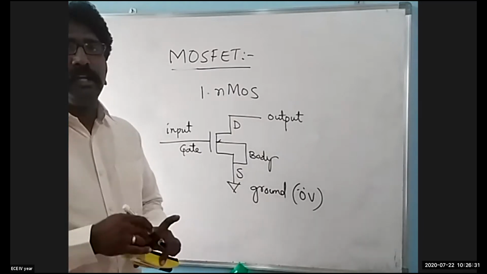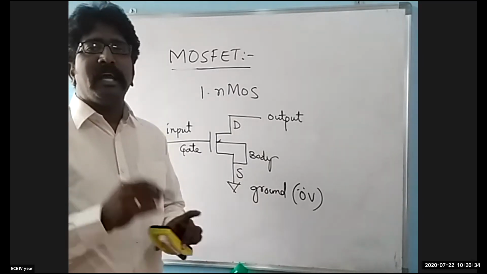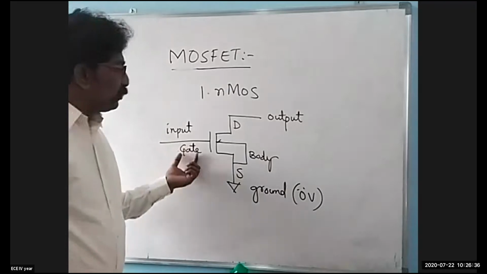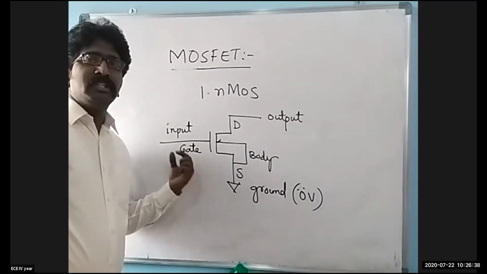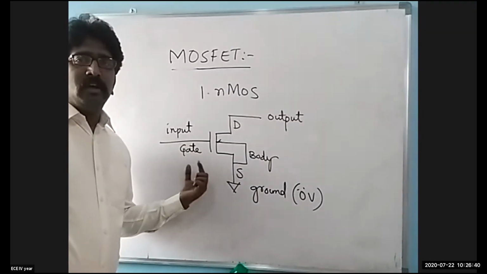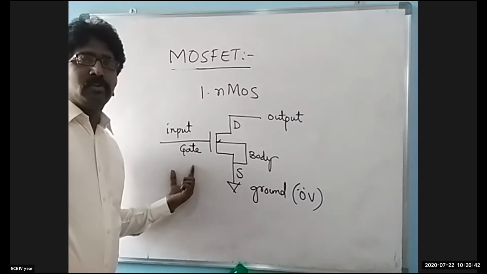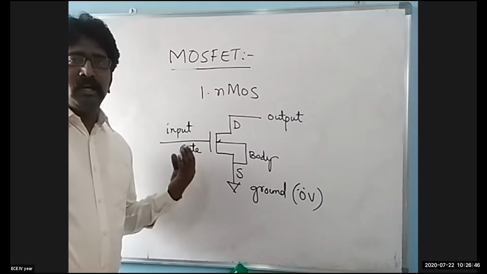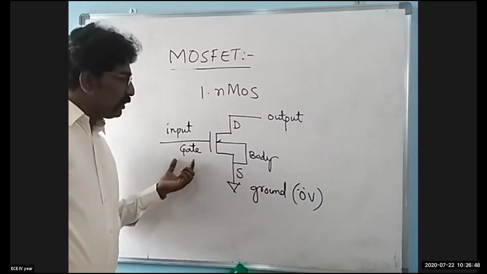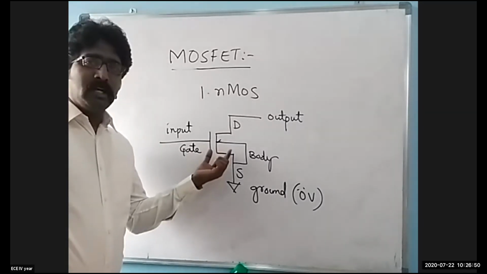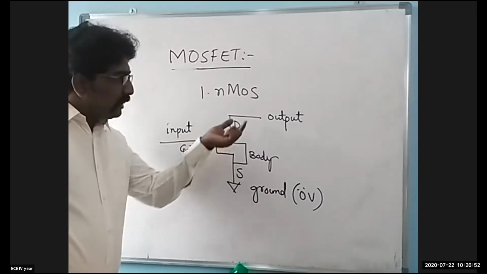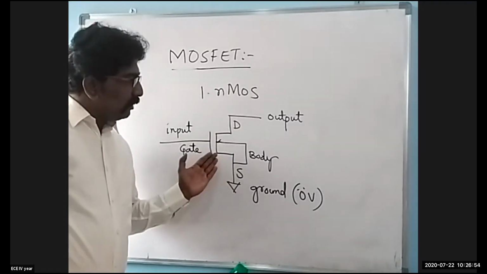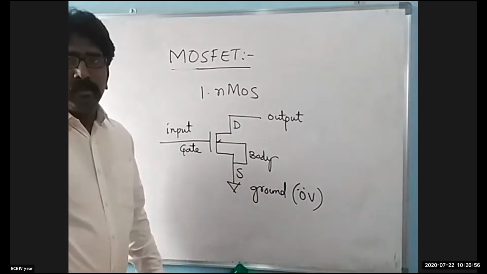Your nMOSFET will turn on only when a high voltage is given to this one. Since it's a digital circuit, whenever the input signal is equal to 1, a logic 1 is taken as a high voltage. So whenever the logic 1 is given over here, the nMOSFET will turn on, and that's how the signal will move to the output terminal.